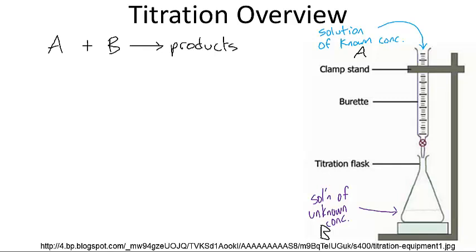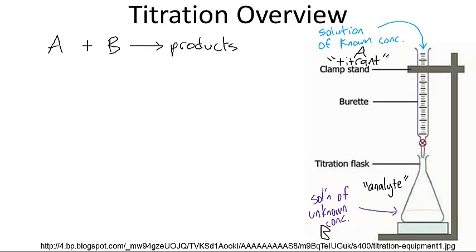We also have names for these things. I'm not going to test you on these names, but they're names you'll hear when these experiments are described. Solution of unknown concentration is called the analyte. And the solution of known concentration is called the titrant. So analyte, it's the solution that you are analyzing. And titrant is the thing that you're adding.